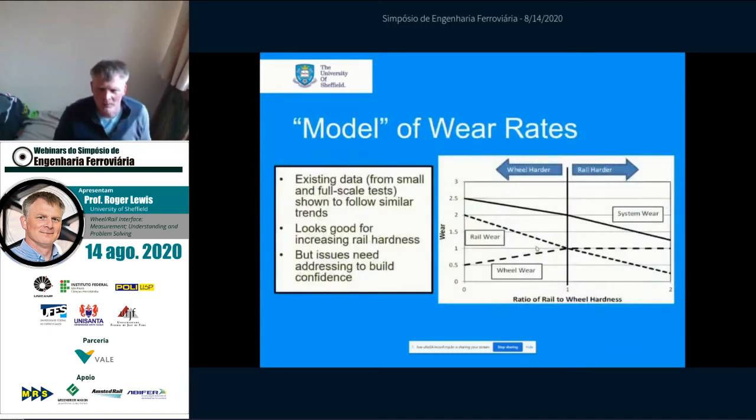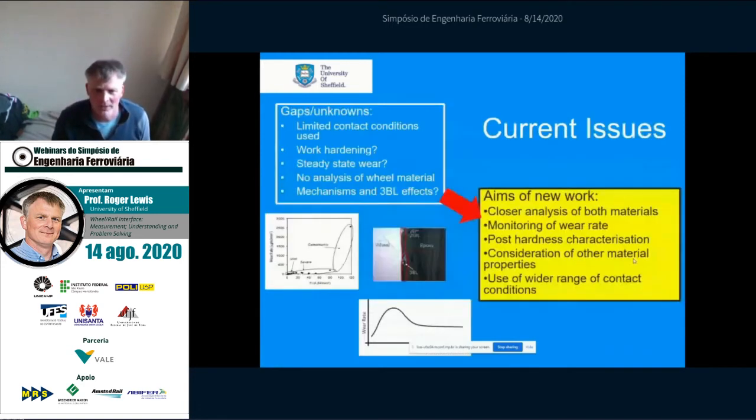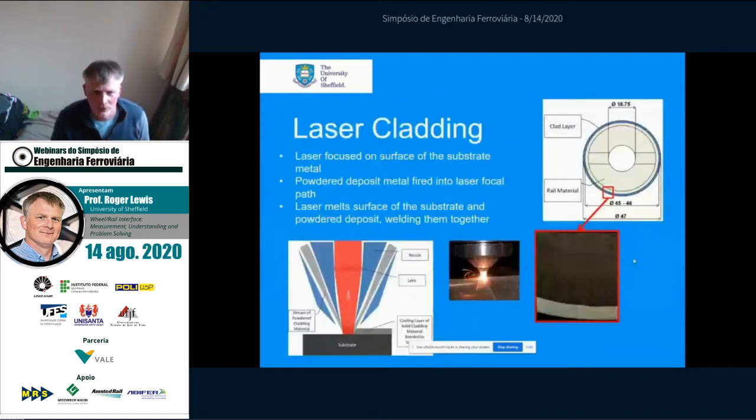Quite a while ago, somebody put some relationships together to show how wear varies with the ratio of rail to wheel hardness. As you go across, they were assuming that the rail hardness is increasing, so on the left-hand side the wheel is harder, and on the right-hand side it's softer. They were showing through this that certainly when you have a harder rail, wheel wear is independent of rail hardness, which is very interesting and quite reassuring for the people that own and maintain the wheels. So we decided to do some more work looking at different contact conditions.